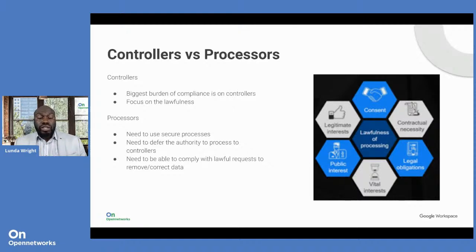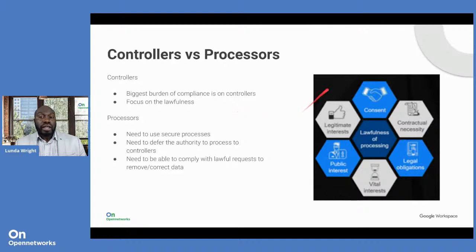Processors need to use secure processes, which is something that Google Cloud and Open Networks is very, very good at. And if there are any questions around the authority to actually work with data, processors will need to be able to defer to the controllers in order to see whether the controllers obtained the personal data that is being processed lawfully.